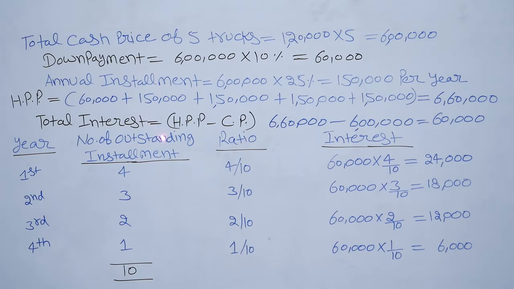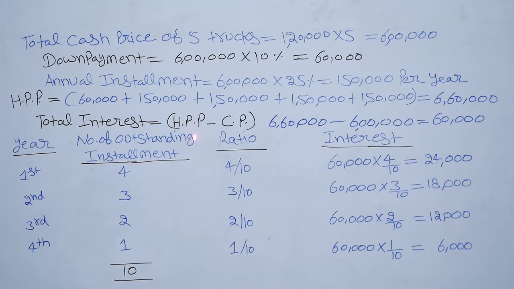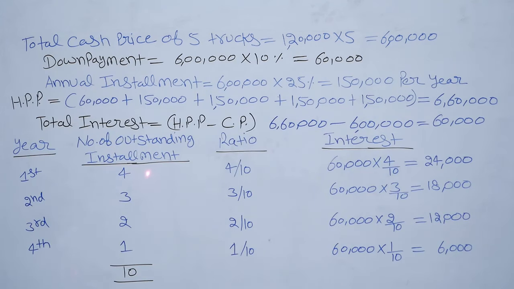The interest rate is missing in the question, so we will use the inverse progression method. The inverse progression method applies only in the following two conditions. First, all installments, whether monthly, quarterly, half yearly or yearly, must be of equal duration. Second condition is all installments must be of equal amounts, excepting the amount paid on signing the agreement.